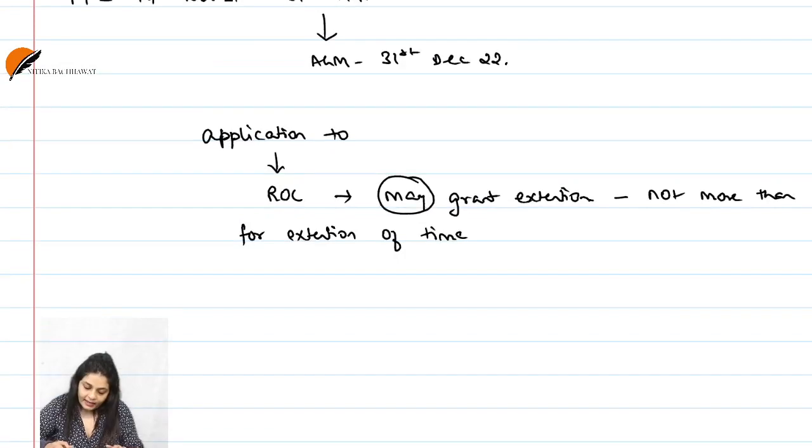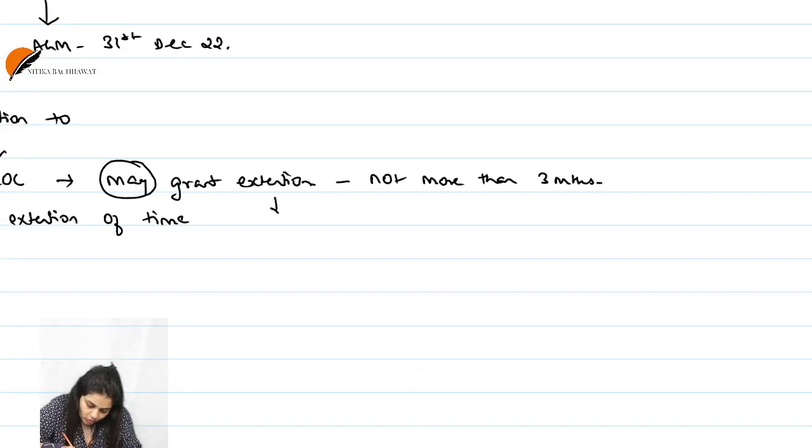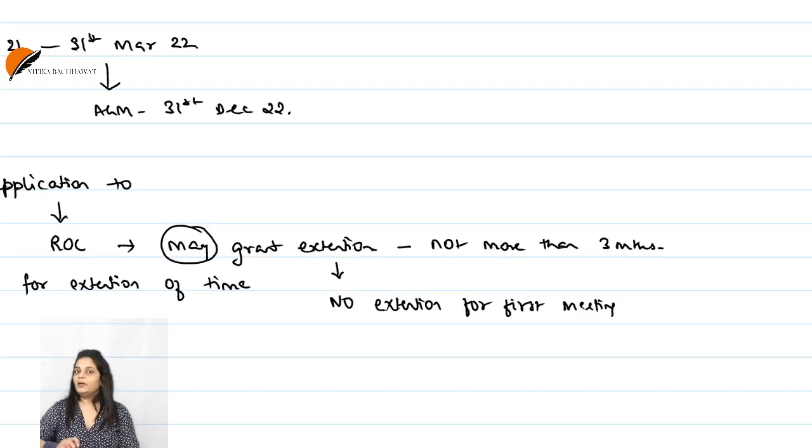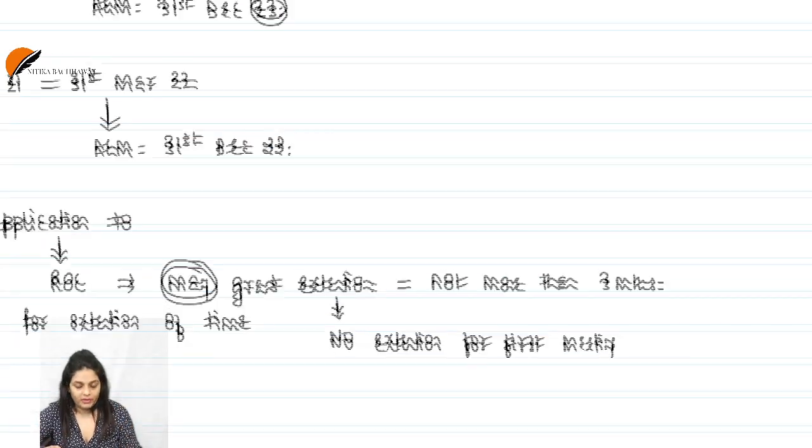So I can grant you extension, but no extension for the first meeting. Right? No extension. So you will be granted extension, but you will not be granted any extension for the first meeting. Is it clear to everyone? I hope it's clear to everyone.